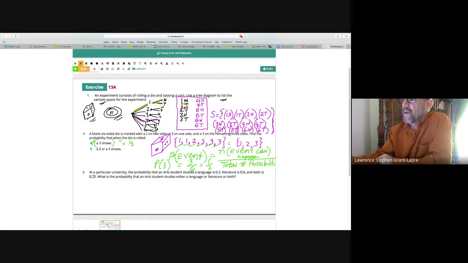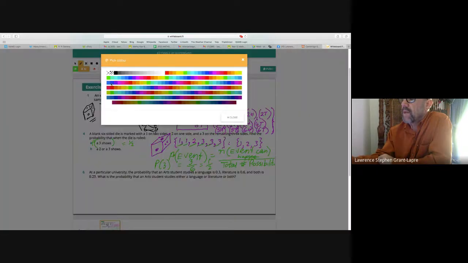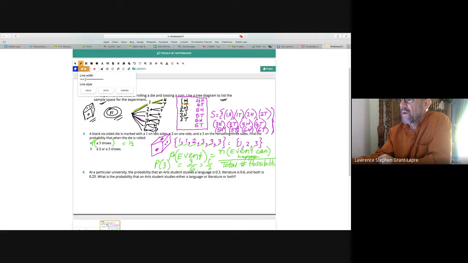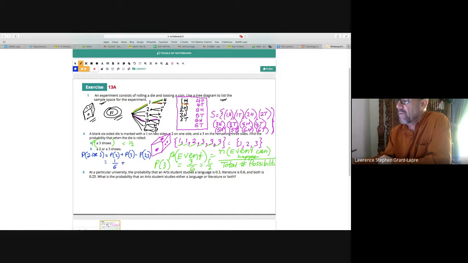All right. Part B: a 2 or a 3? Well, the probability of a 2 or a 3 is the probability of a 2 plus the probability of a 3 minus the probability of a 2 and 3 happening, which is not possible. So it's just the probability of a 2 is 1 out of 6. The probability of a 3 is 3 out of 6. So the answer is 4 over 6, which equals 2/3.